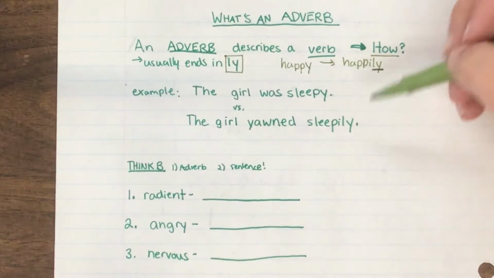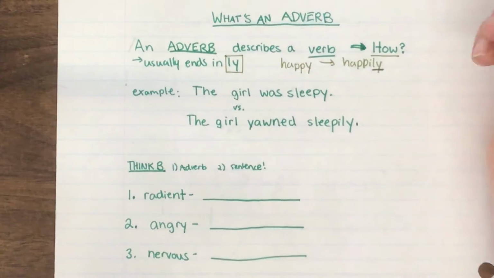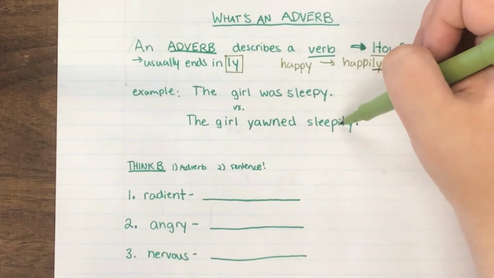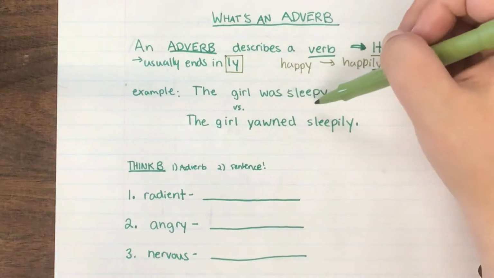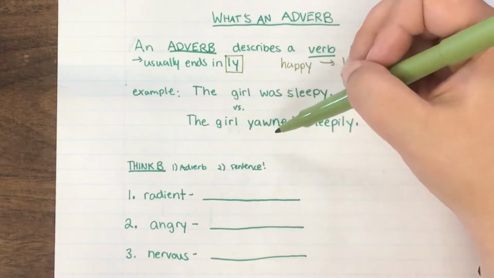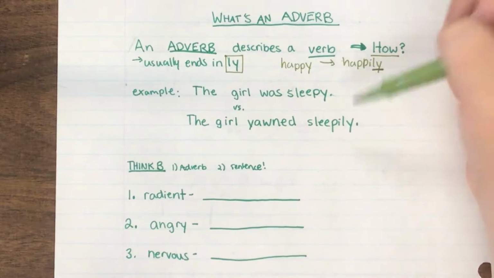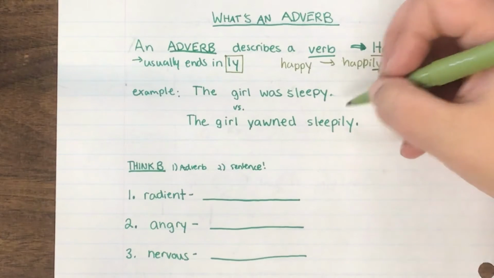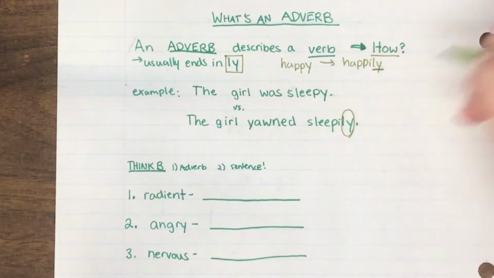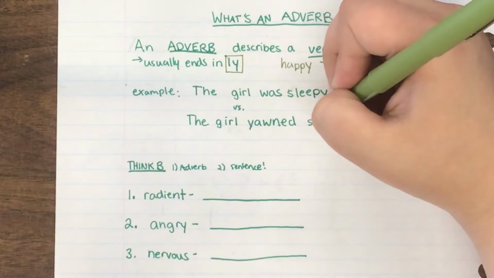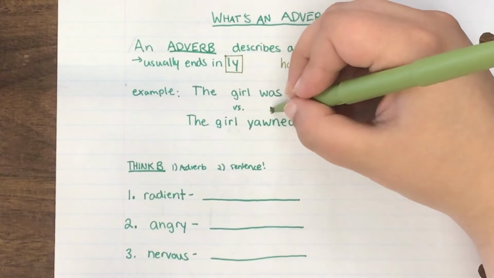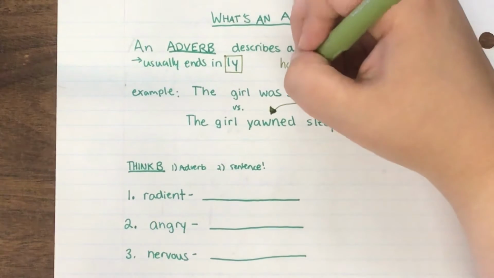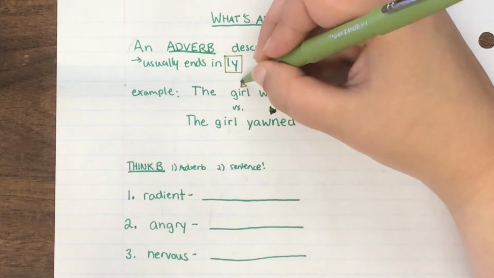Now let's look at two sentences to really see the difference between our adjectives and our adverbs. So in these two sentences, I have the same word describing here. The first one says the girl was sleepy. And the second one says the girl yawned sleepily. Which one do you think is the adverb? Well, if you said the second one, you would be correct because it ends in ly. It's describing how the girl yawned.